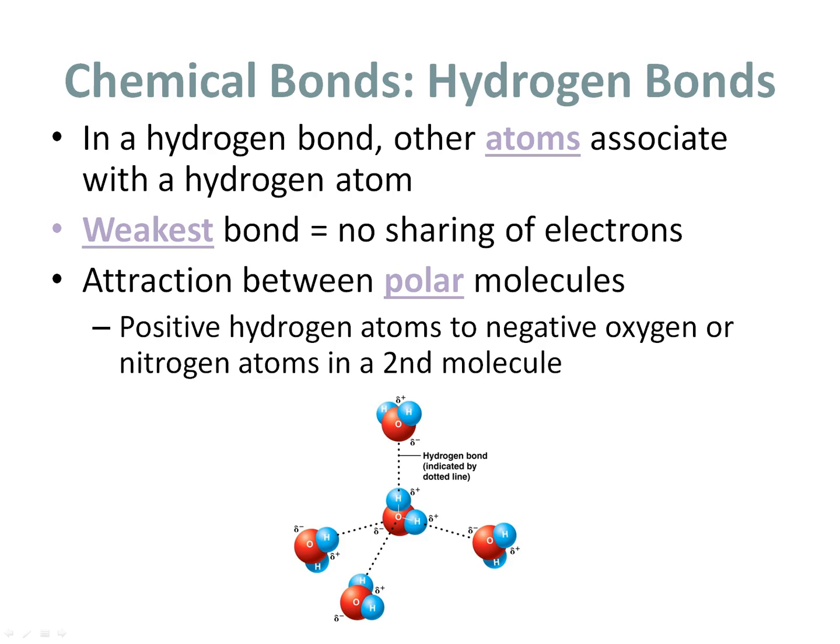Hydrogen bonds are when other atoms associate with a hydrogen atom. It is the weakest bond and there's no sharing of electrons. It's an attraction between polar molecules. So this is what causes surface tension in water.